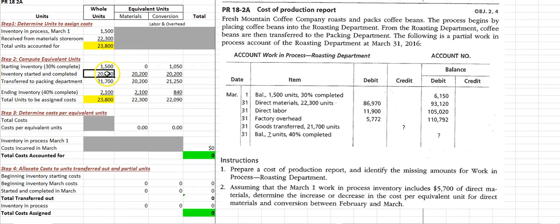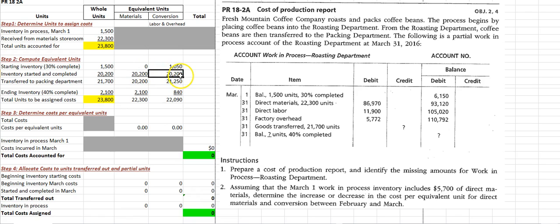Of that 20,200, how many equivalent units did I incur in materials? 100% of it, because it was started in this current period. So those are 100% of the 20,200 will be incurred in material. So the equivalent unit is going to be the same, 20,200. Of conversion costs, how much conversion cost did I incur? 100%, because I completed them, right?